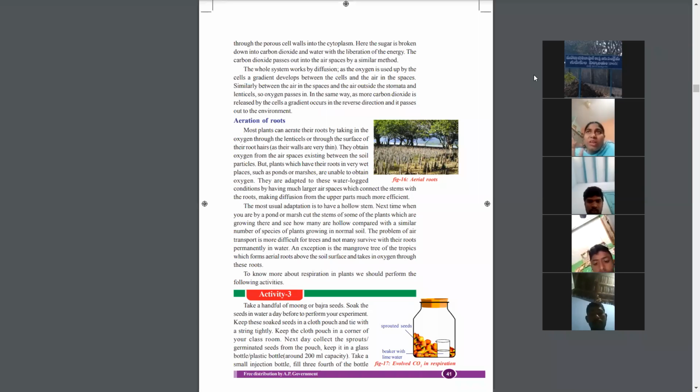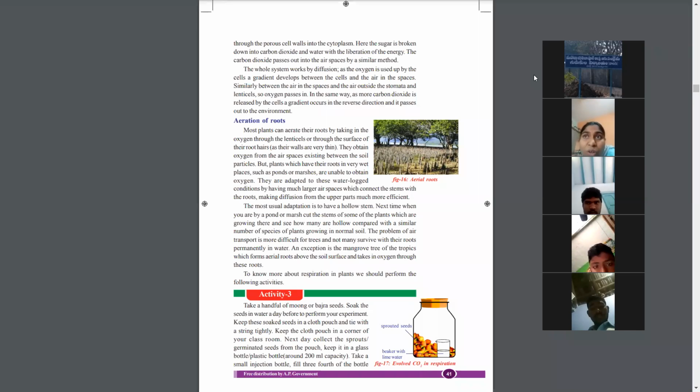Generally, we have two cases here: general cases and exception cases. First, we'll see the general cases. In general cases, most plants can aerate their roots by taking up oxygen either through the lenticels. In the last class, I showed you the lenticels on the stem, how the lenticels take the oxygen, or through the surface of the root hairs.